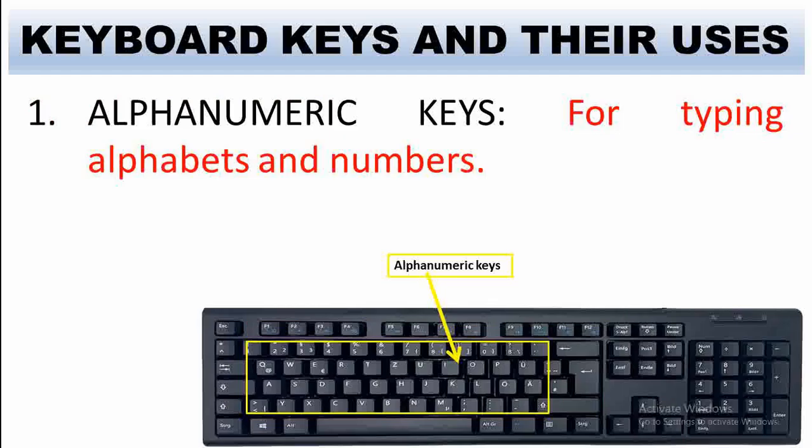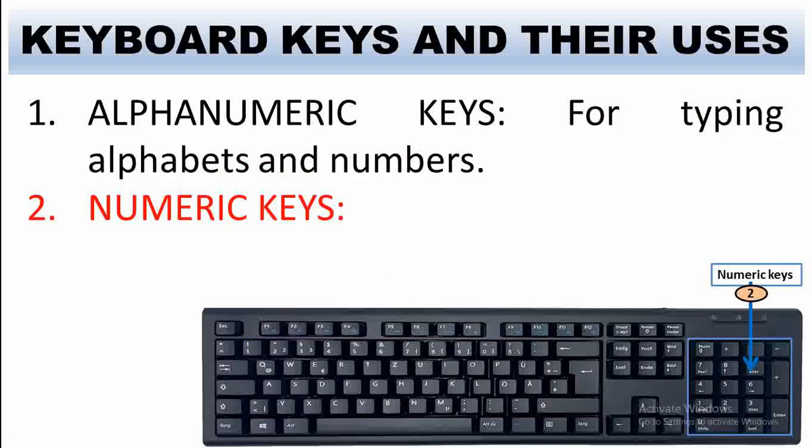These keys are used for typing alphabets and numbers. If you want to type, we use the alphabet keys. When you press any of the alphabets, it will appear on the screen. And if you need to type in numbers, you can use the numbers at the top of the alphabet. When you press each of these numbers, it will appear on the screen. That's the use of alphanumeric keys.